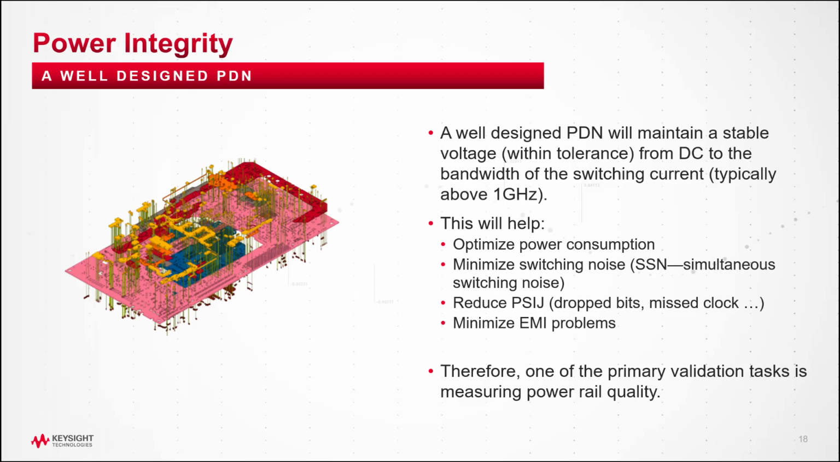It's going to minimize switching noise. It's going to reduce power supply jitter, which in today's high-speed digital designs is very, very important. And actually, power supply-induced jitter is one of the biggest sources of jitter in these digital systems. Additionally, it's going to help us minimize our EMI problems. So one of the primary validation tasks of validating our PDN design is measuring power rail quality.